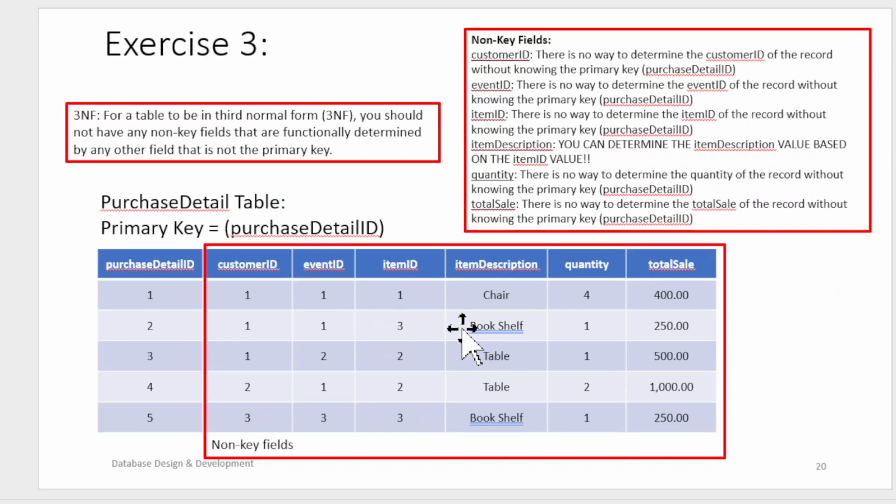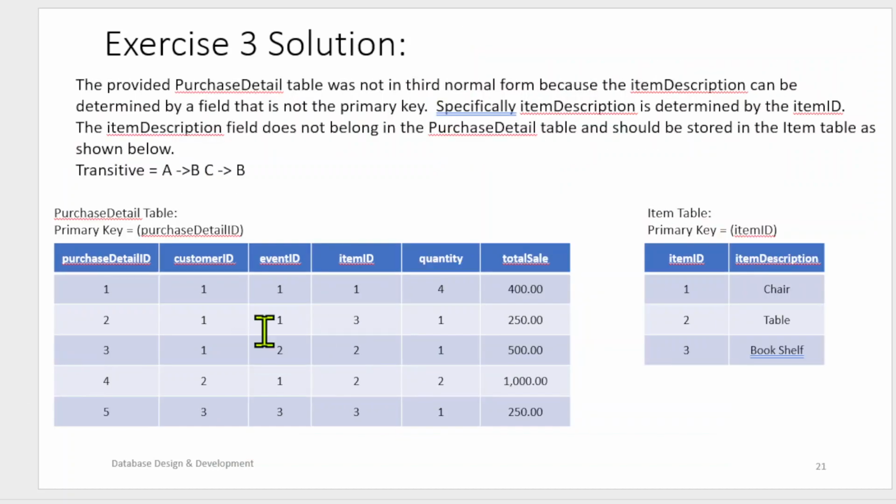So C, when we go back to the earlier version, if we imagine C being the item description here, can that be derived from the item ID? It can. It can be derived from the item ID without needing to know the primary key. The primary key is not necessary for this to be derived. So that's where your transitive issue comes in. You do not want transitive dependencies. You want everything to have to rely on the primary ID for it to make any sense.